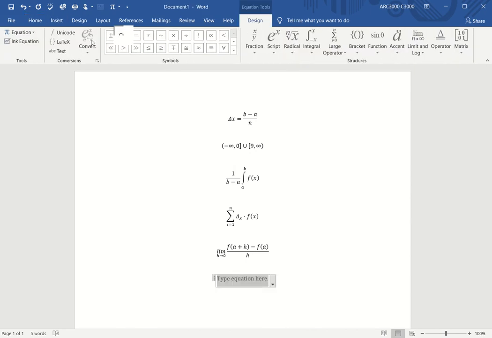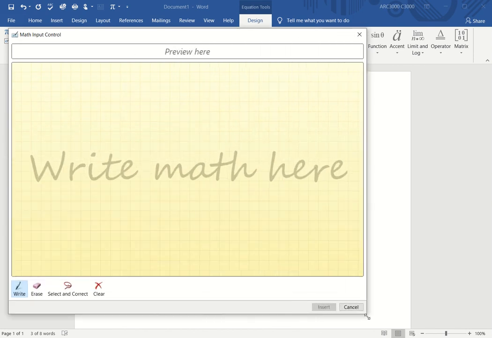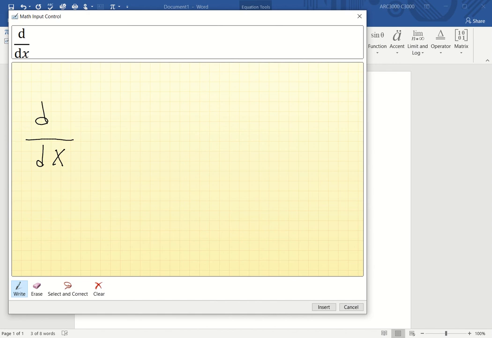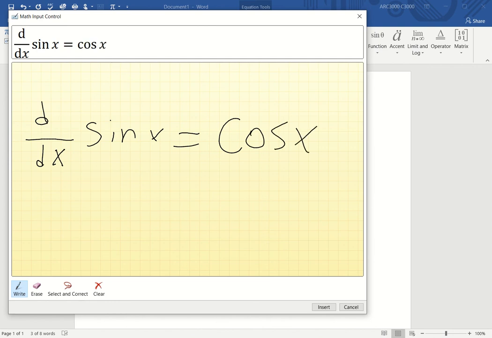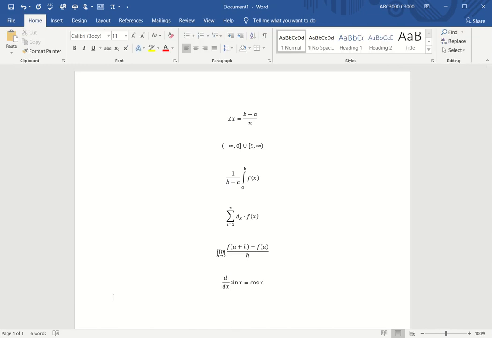Back to the Insert tab. Click Equation, click Ink Equation. Make this bigger. You can also do derivatives. d of dx sine x equals cosine x. There you are. Go ahead and insert your equation, and there you have it.